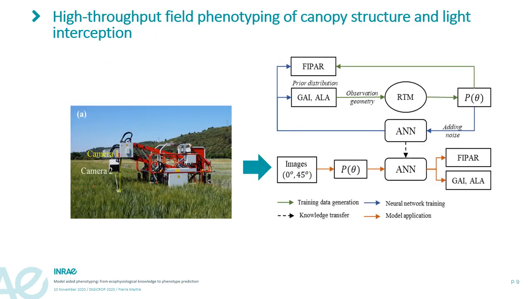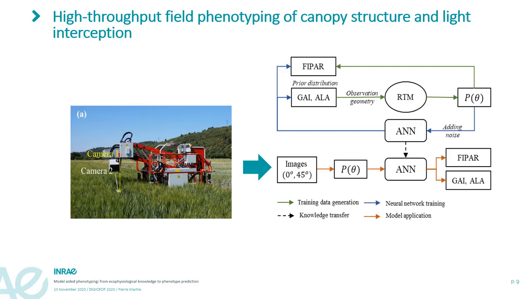So we trained a neural network to estimate the fraction of intercepted PAR, the green area index, and a key parameter of canopy structure, the average leaf angle distribution. And we evaluated the ability of this trained neural network to estimate canopy structure and light interception with canopies in the field.